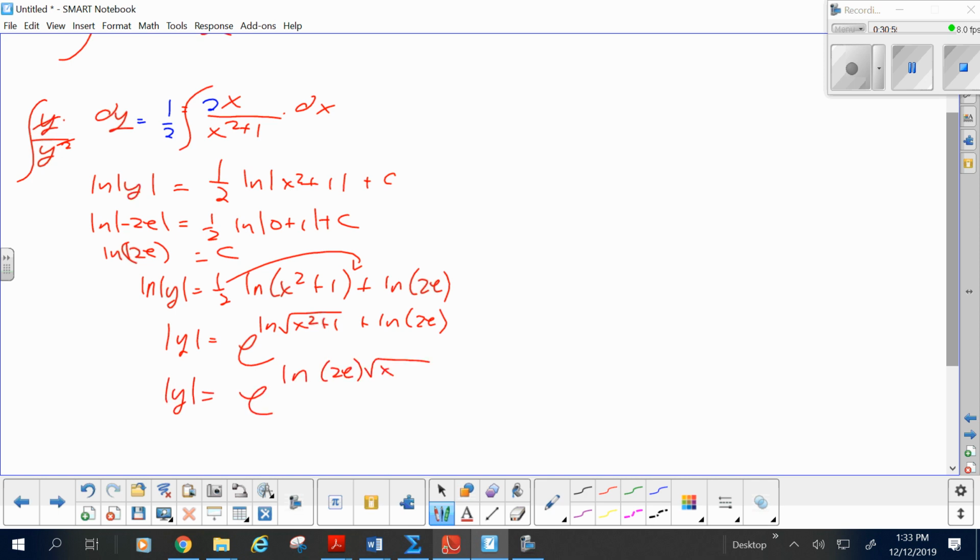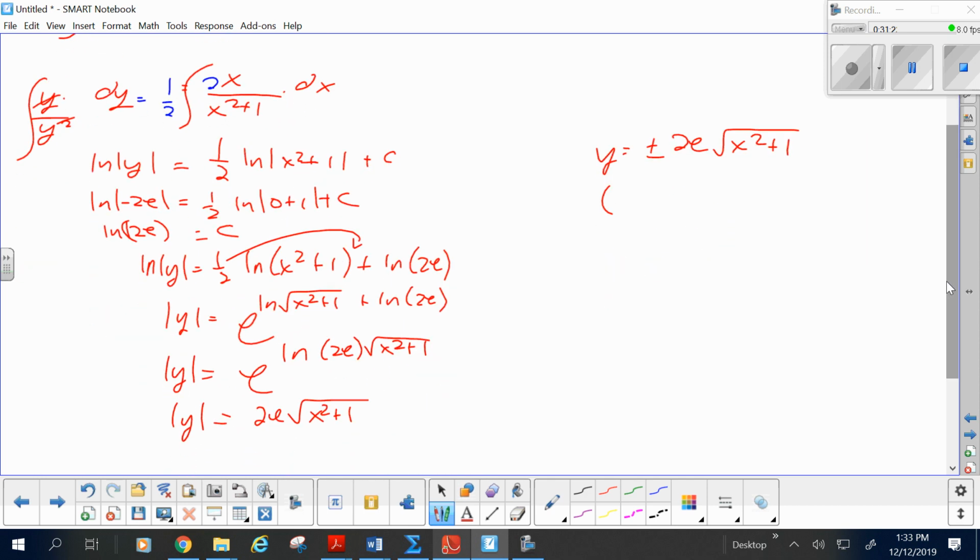2e to the root x squared plus 1. And if I combine it into a single expression, then it's just 2e root x squared plus 1. y is plus or minus 2e root x squared plus 1, but based on the initial condition, I don't even remember the initial condition anymore. What was it? 0, negative 2e? Okay, it must choose y negative. So y is the opposite of 2e times the square root of x squared plus 1. That wasn't as easy as I thought it would be.